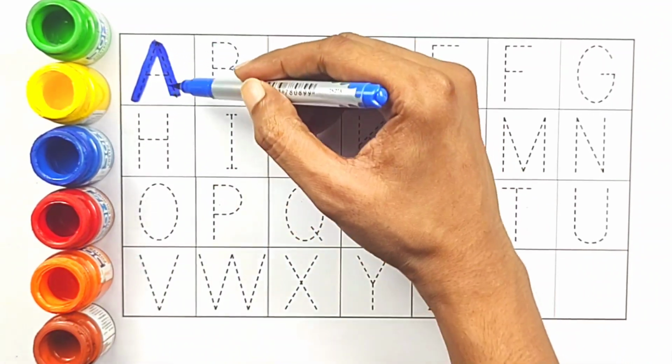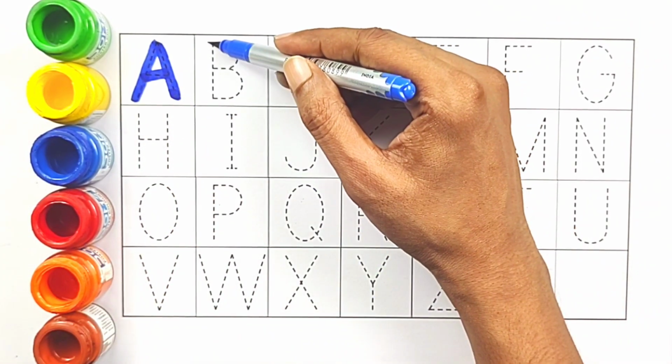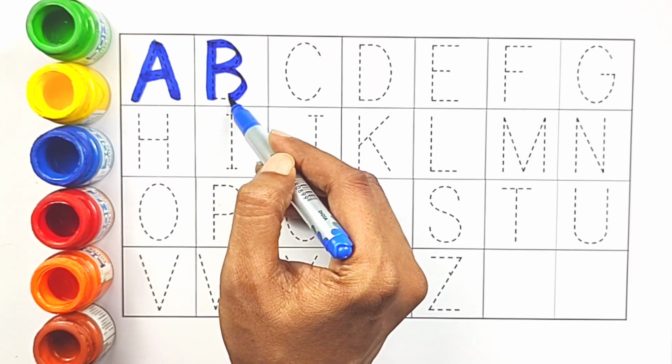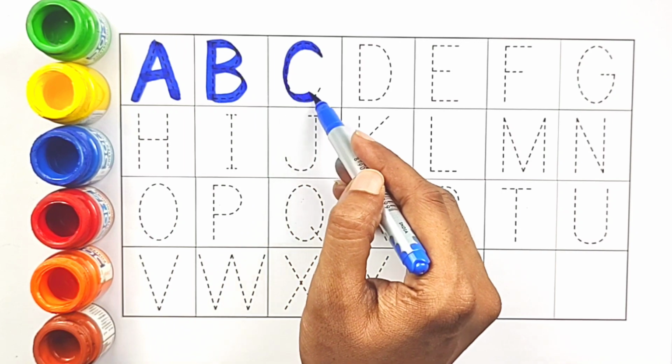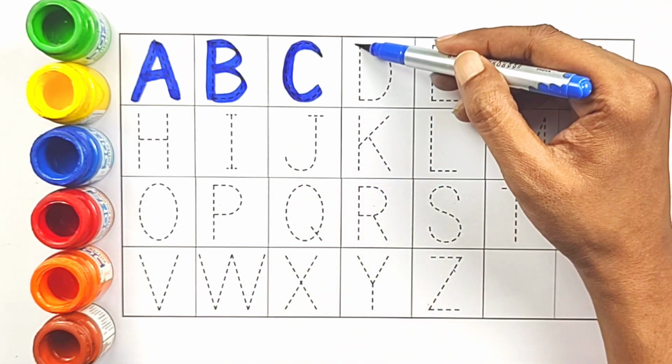Blue color. A, E for aeroplane. Blue color, B. B for banana. Blue color, C. C for cat.